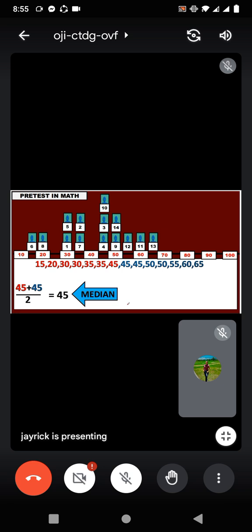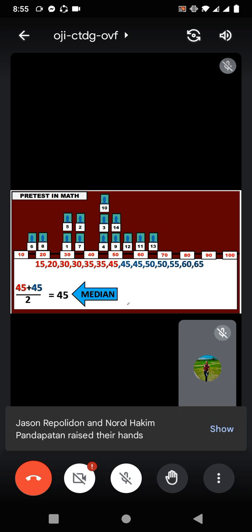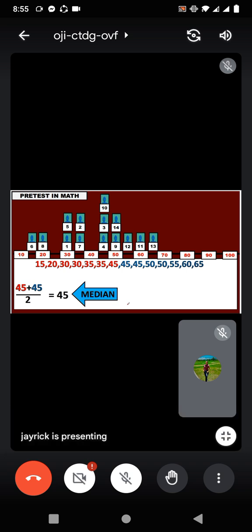Raise your hand for additional points. Let's have Noril Hakim Pandapatan. Sir, can you explain why the median value is 45 based on the definition of median? It is 45 because the numbers in the middle are two 45s, the 45 in red or the 45 in blue. Okay, very good. The median value is 45.